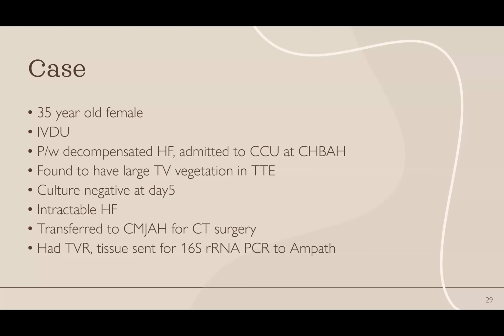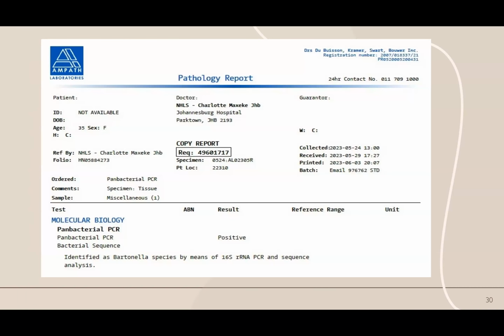She was found to have quite a large tricuspid vegetation on transthoracic echocardiogram, and she was deemed culture negative at day 5. She was in CCU for quite a while, had intractable heart failure, and was subsequently transferred to Charlotte Maxeke for cardiothoracic surgery. So she had a tricuspid valve replacement, and that tissue was sent for 16S rRNA PCR to AMPATH. And then these are the results that came back.